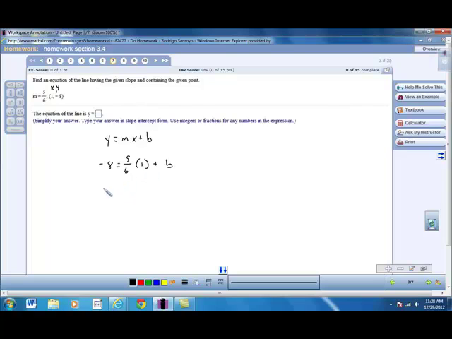So we combine these like terms. We get negative 8 equals 5/6 plus b. How do we get b by itself? We subtract 5/6 from both sides, because it was positive, that will cancel.